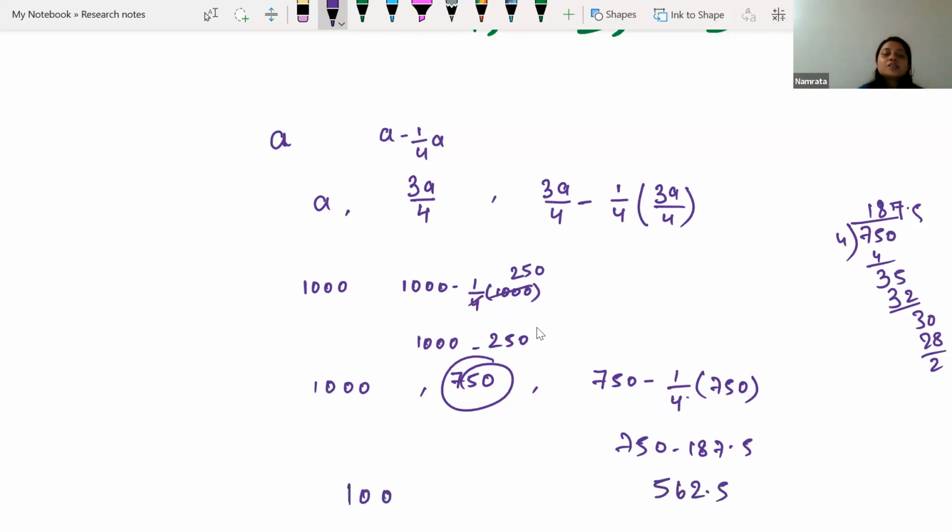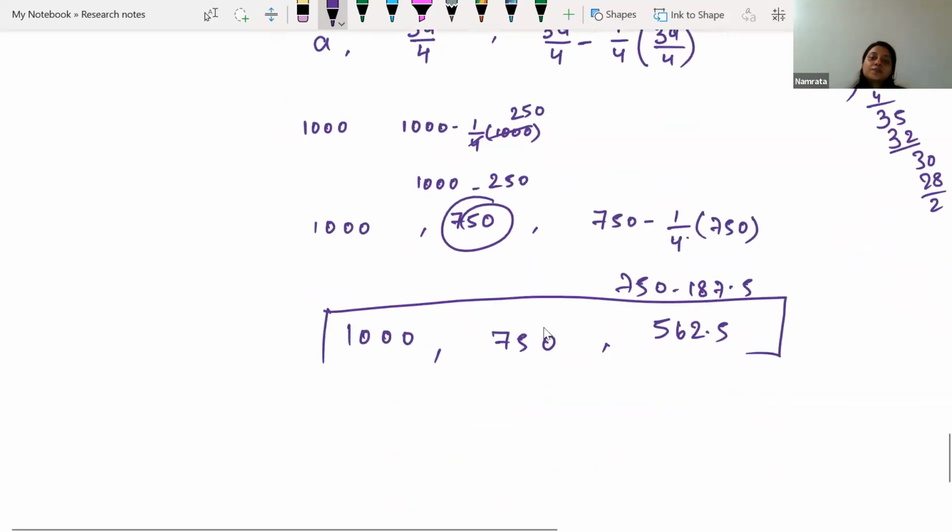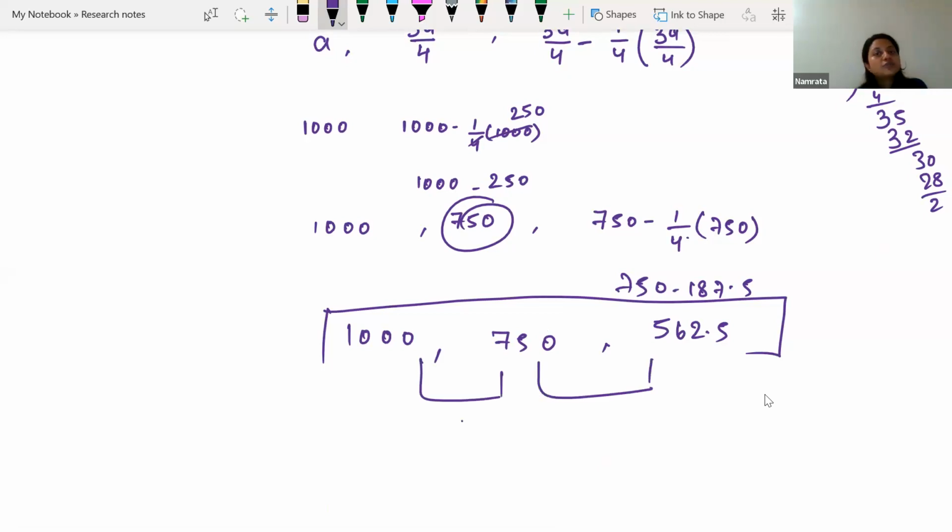If you look at this pattern, is it in AP? Can you see? No, ma'am, it's not in AP. We don't even have to do the subtraction, because we know the gap between these two is 250, but the gap between these two is obviously not 250. So it's not in AP.